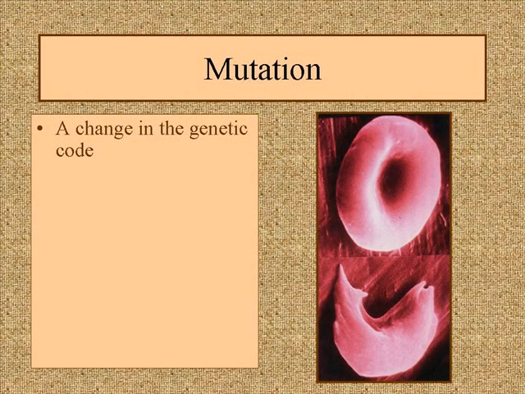Our second source of variation at the individual level is mutation. And what we mean by mutation is a change in the genetic code. There are two basic types of mutation. One of these is point mutation, and what that means is a change at one point, at one location along the DNA strand.